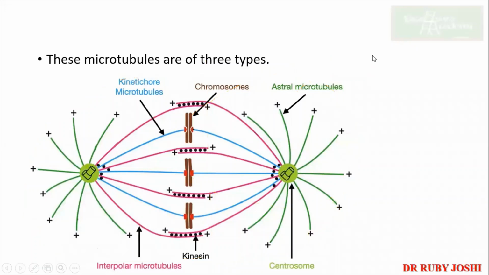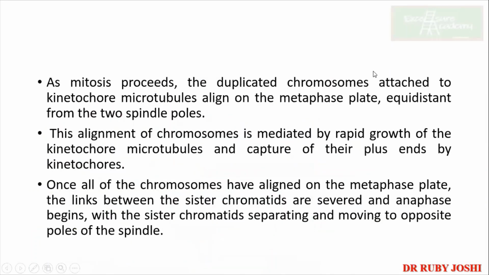What is important is that we are going into the details over here. This part of your microtubules region is important. Right now what I'm going to discuss is really very important, and the same thing will carry forward in your next topic when we start with the cell cycle. That's why this topic is very important, like how chromosomes are being separated. As mitosis proceeds, the duplicated chromosomes attached to kinetochore microtubules align on the metaphase plate, equidistant from the two spindle poles. So these astral microtubules ensure that everything is arranged at the same distance.